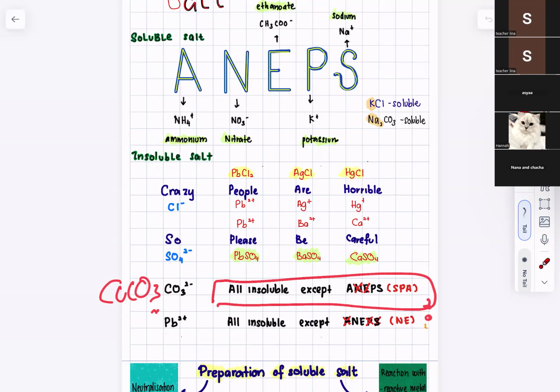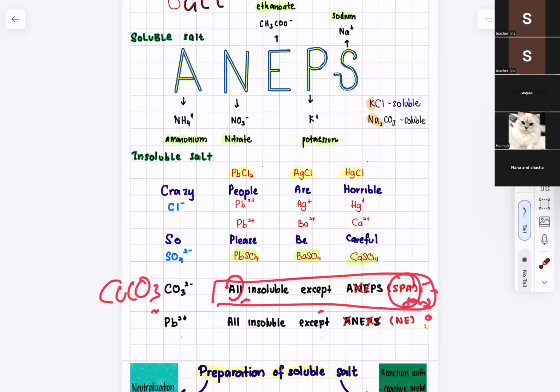Every salt is insoluble when it's carbonate, except ammonium, potassium, and sodium. Is it sodium? Is there a copper inside there? No. If no, soluble or insoluble? Soluble. Okay, you said soluble, right? That one. Yeah. Okay, Chacha.